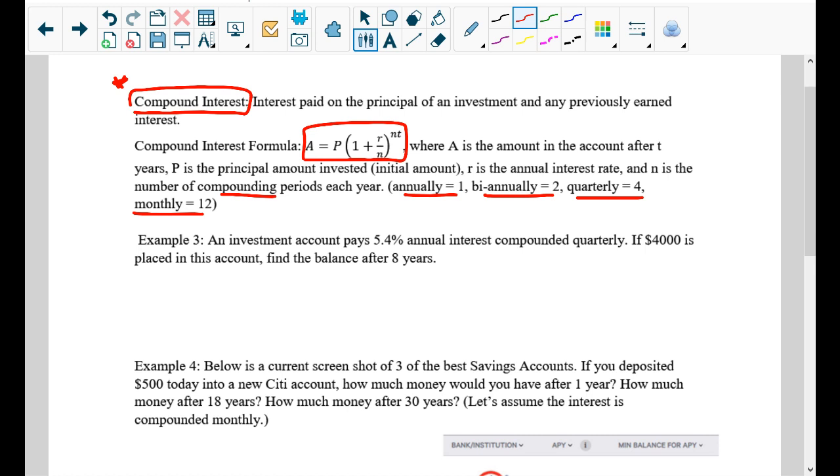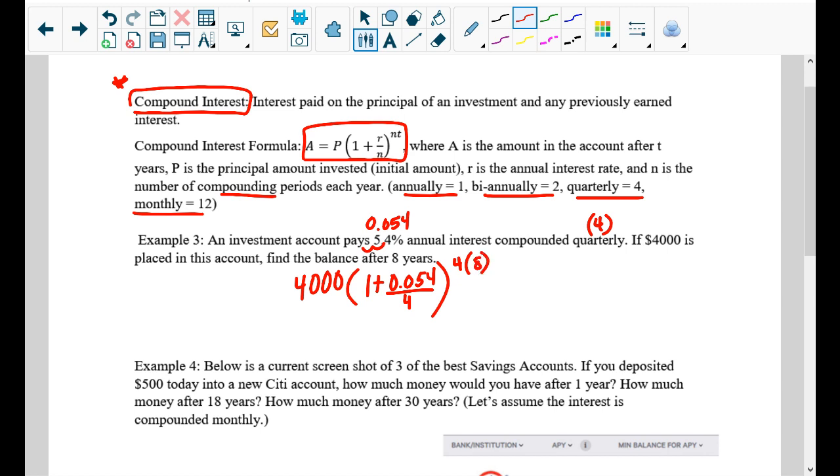Okay, so let's take a look here. Example 3: an investment account pays 5.4% annual interest compounded quarterly, 4 times, right? If 4,000 is placed in this account, find the balance after 8 years. So 4,000 initial amount times 1 plus interest rate. Again, that's got to be in a decimal, so 0.054, divided by how many times it's compounded? 4, times, again, that compounding as an exponent times the amount of time, 8.